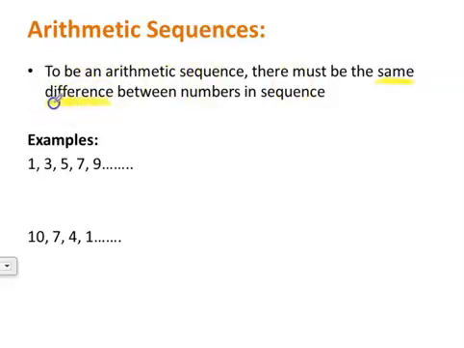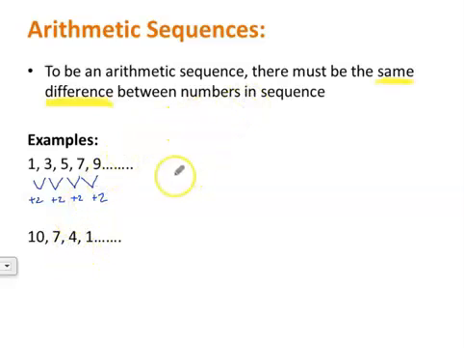So when I say the difference, look at this example here. So this is an example of an arithmetic sequence. So it says 1, 3, 5, 7, 9, and then it can keep going. The dots mean the pattern can keep going on and on and on. So how do we go from 1 to 3? We're adding 2. How do we go from 3 to 5? We're increasing by 2. How about 5 to 7? We're increasing by 2. 7 to 9. Guess what? We're increasing by 2.